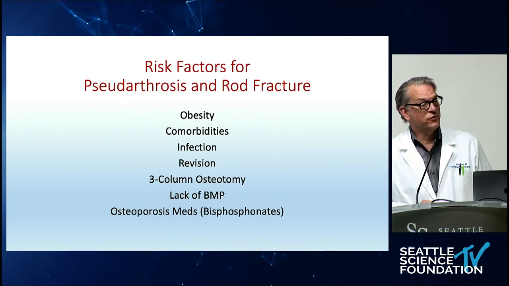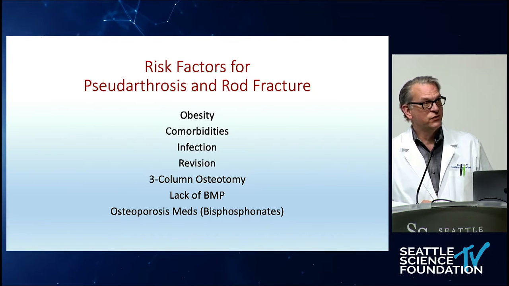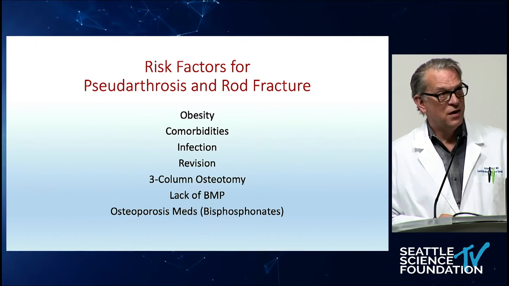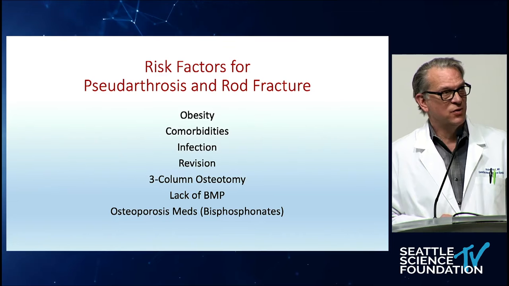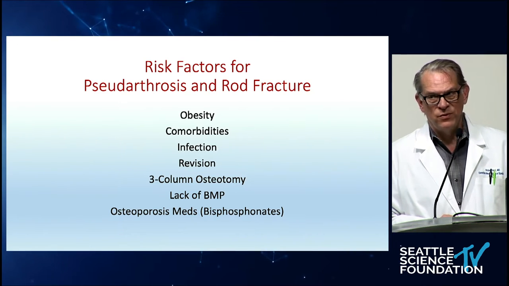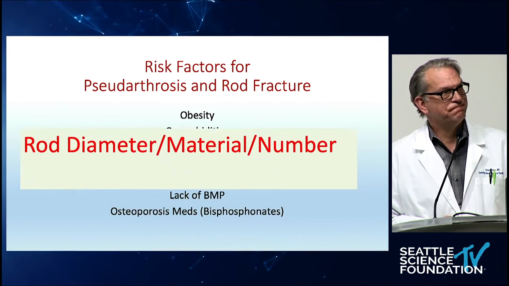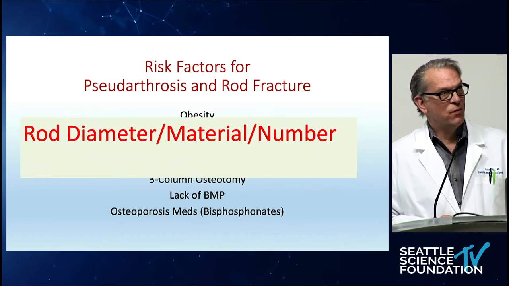We know the risk factors include obesity, comorbidities, infection, revision, 3-column osteotomy is a risk, and lack of BMP appears to be a risk, and patients that are on bisphosphonate osteoporotic medications, that's yet another. Many of these are modifiable, which in an elective situation like deformity we can work to optimize. That's not the case, obviously, in a number of cancer patients who have to more or less be treated as we find them.